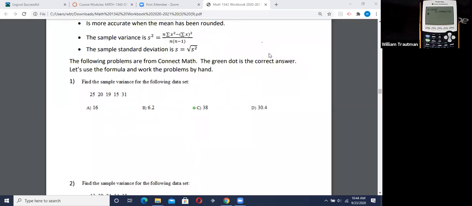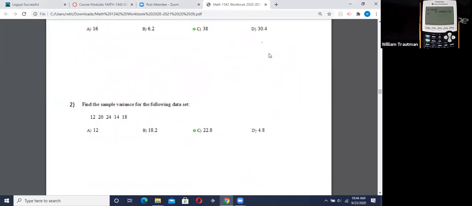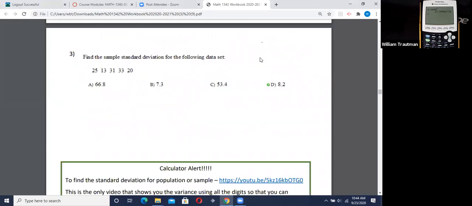All right, let's go down, see if there's any more of these examples I want to do. Let's see.